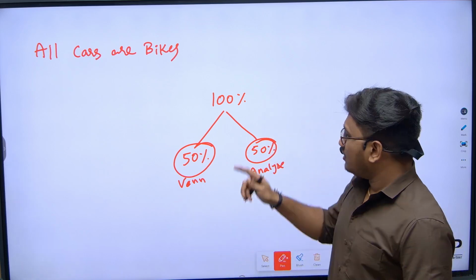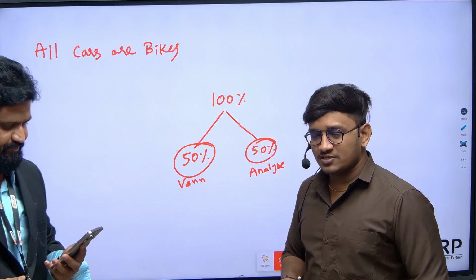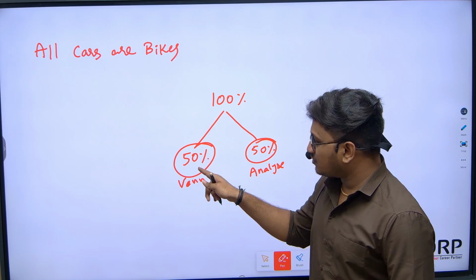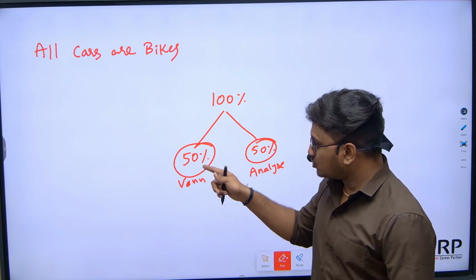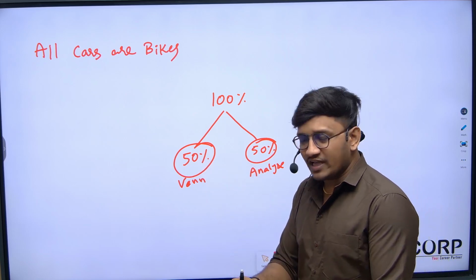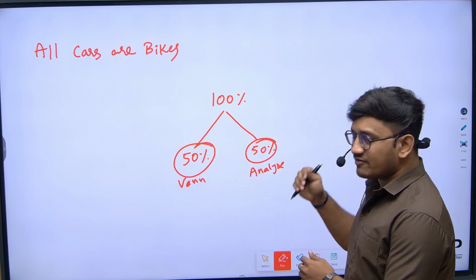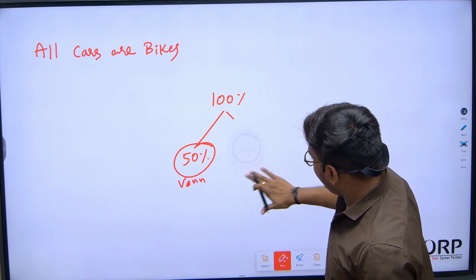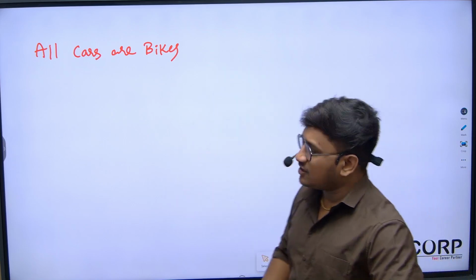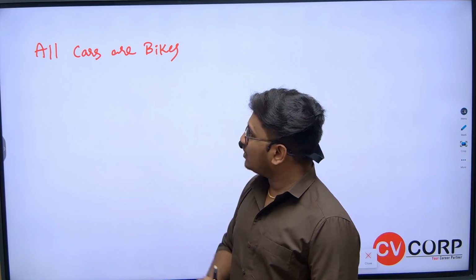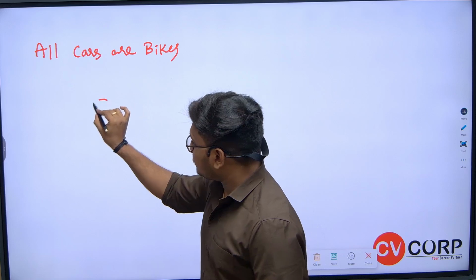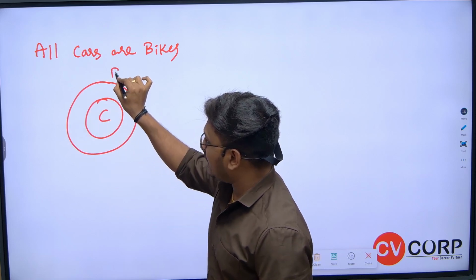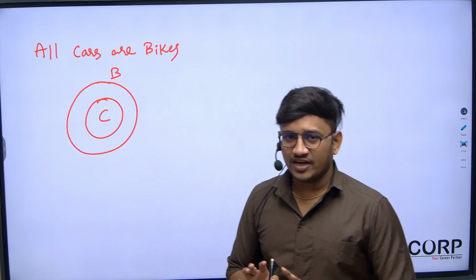No. When you want to solve all the questions from the syllogisms concept, 50% of the question is based on how to draw a Venn diagram. After drawing the Venn diagram, you should know how to analyze it. Let me tell you by taking one particular condition. Let's assume all cars are bikes. All cars are bikes means all cars should be inside bikes. This is the basic Venn diagram that we can draw.